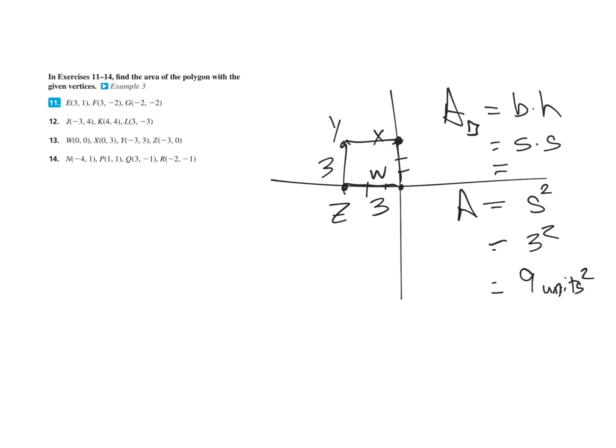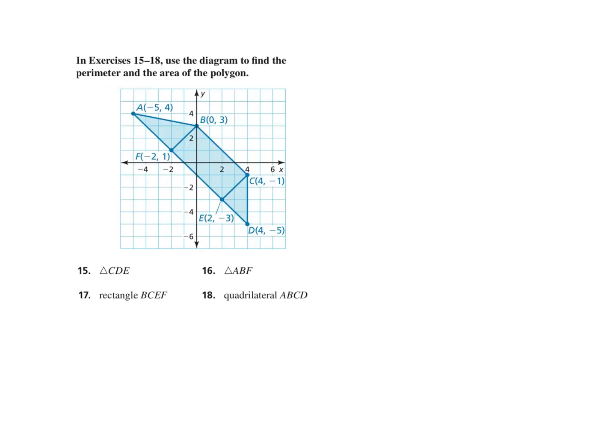All right, next slide. All right, so number 15. Use the diagram to find the perimeter and the area of whatever polygon they're talking about. So number 15, we're looking at CDE. So C, D, and E. So this triangle here, it looks like a right triangle. You can check the slope.